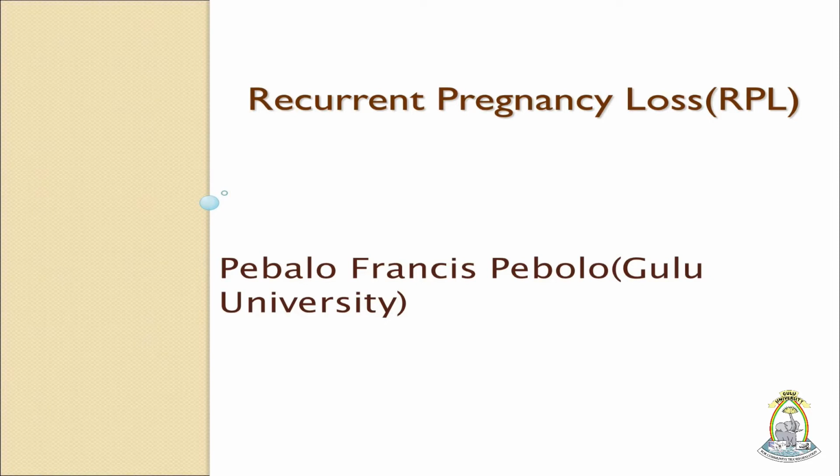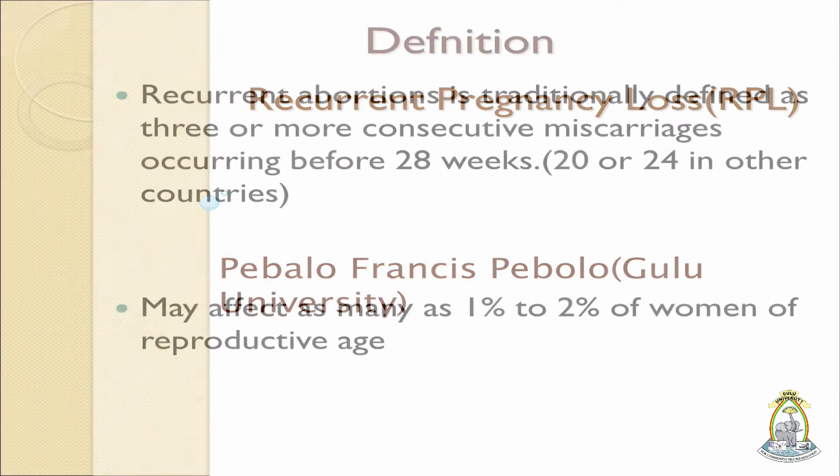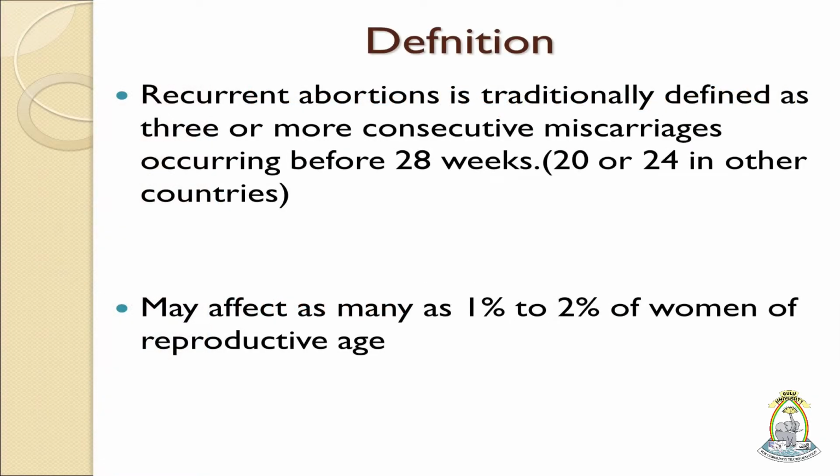Today we are discussing recurrent pregnancy loss. It's defined as three or more consecutive pregnancy losses that occur before the age of 28. And you remember, 28 here is the age of viability in our country. In some countries, the age of viability can be 20 or 24.